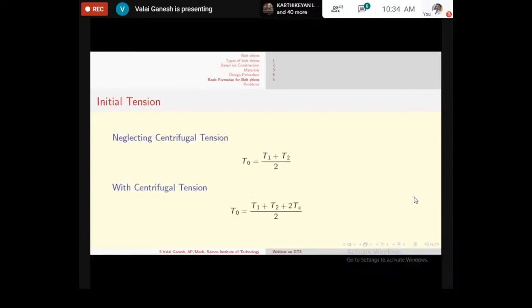So this is initial tension. Initial tension is indicated by the letter T suffix naught. T naught equal to, when neglecting centrifugal tension, the formula is (T1 plus T2) divided by 2. T1 is the tension on the tight side and T2 is the tension on the slack side. Suppose we consider the centrifugal tension in our calculation, then T naught equal to (T1 plus T2 plus 2 Tc) divided by 2. That is, 2 Tc is two times the centrifugal tension. If we consider centrifugal tension, this formula will be used. If we neglect the centrifugal tension, when you apply Tc equal to 0, the second equation will become the first equation for you.